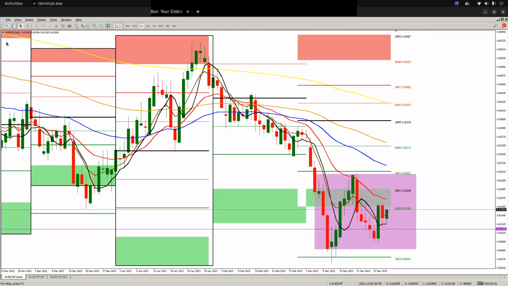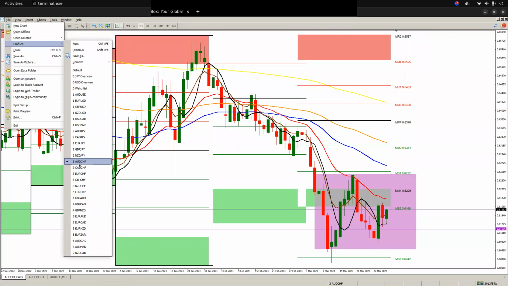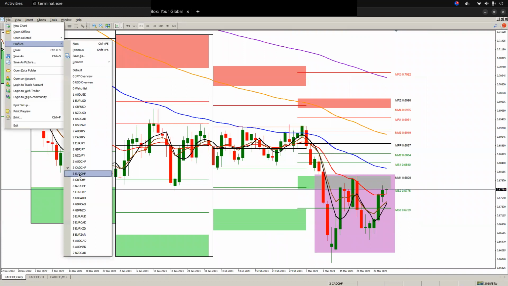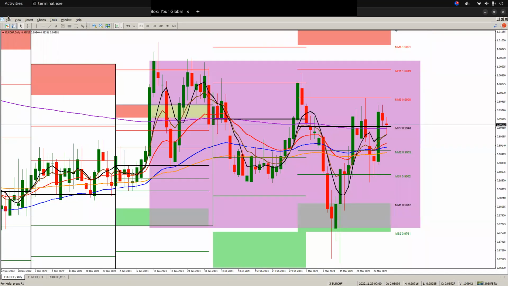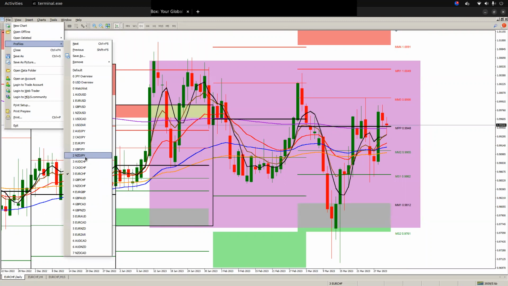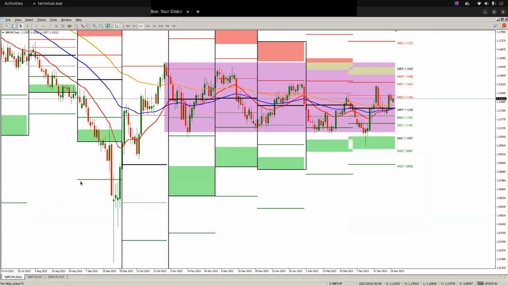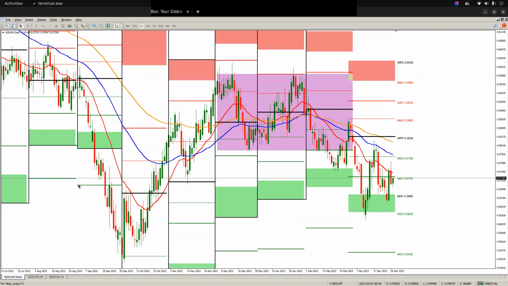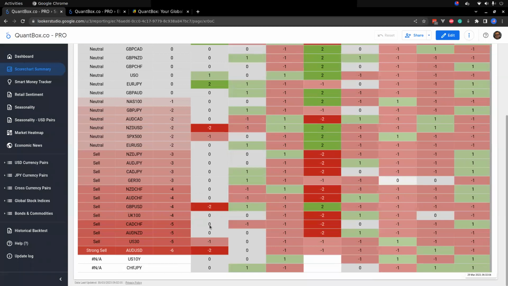Aussie Swissy, you can see there, not happy with that. CAD Swissy, not happy with that. Euro Swissy, not happy with that. Pound Swissy, not happy with that. And then Kiwi Swissy, not happy with that, right? So now, looking over here, CAD Swissy, look at the zeros, friends.